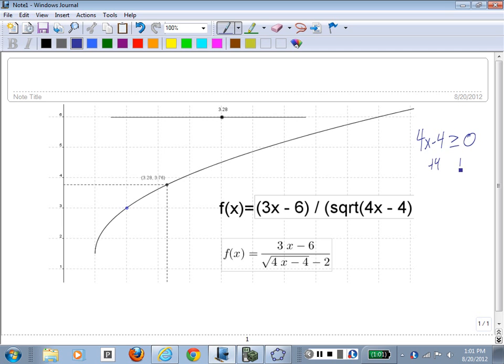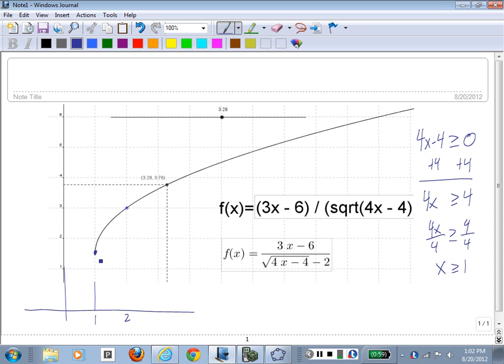So 4x would have to be greater than or equal to 4. And if we have an inequality and divide both sides by a positive number, like positive 4, we leave the inequality symbol pointing the way it was pointing, and x would have to be greater than or equal to 1. And we look at the graph, and we don't see any points on the graph to the left of x equals 1 down here. Cut off my x-axis, that was a mistake. X equals 1, so no points to the left of that. So evidently 1 itself is in the domain.